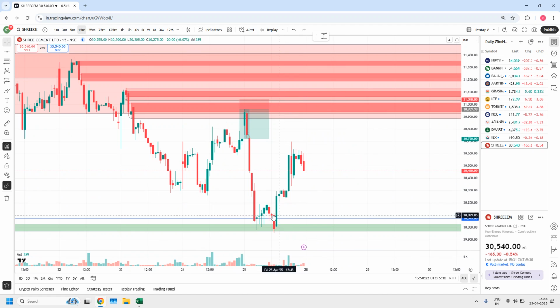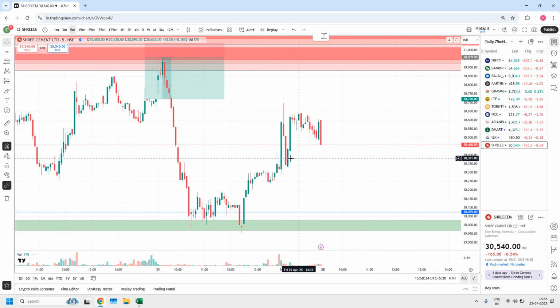Or those who waited based on the 5-minute zone, let's go to the 5 minute chart. See, we have none of the 5 minute zones violated. Here you have a drop, base, drop.